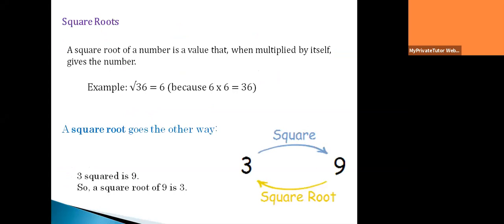The next subtopic: the square root of a number is a value that, when multiplied by itself, gives the number. So the square root of 36 is 6, because 6 times 6 is 36. You can see that. So 3 squared is 9, and the square root of 9 becomes 3. It's just a reverse.